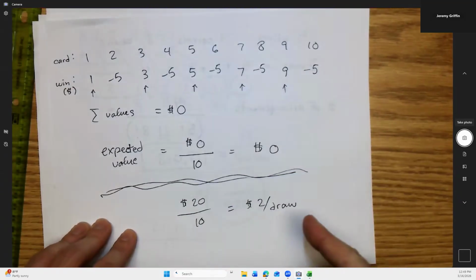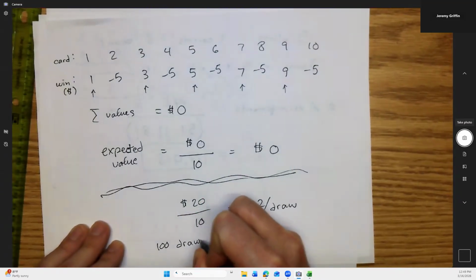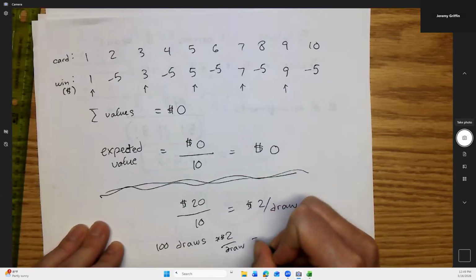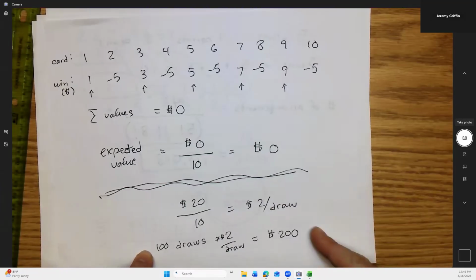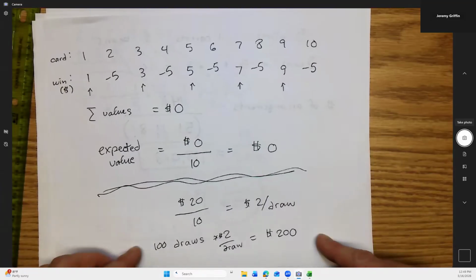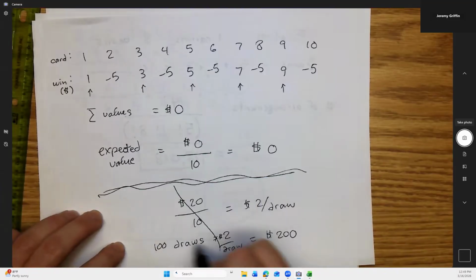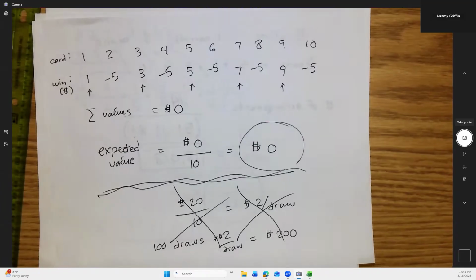So if you did 100 draws at $2 per draw, you could expect there to be $200 in winnings, expected value. Again, it won't be on the nose. Sometimes it'll be less than that, sometimes it'll be more, for drawing 100 times, but the overall average would be. Now, this is just something I made up, but the value we're looking at should be 0.